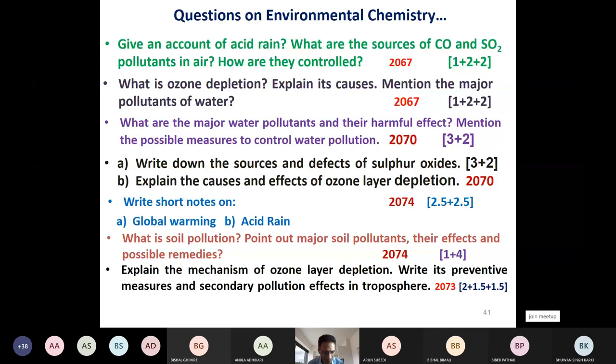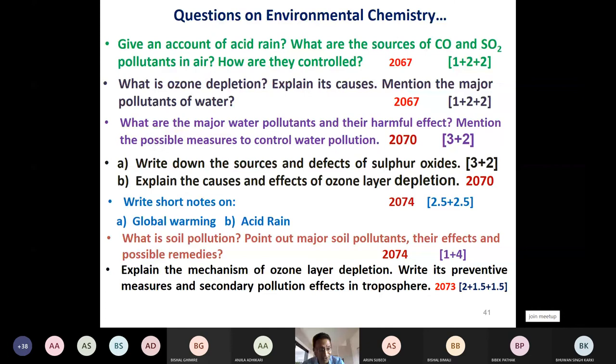don't attempt that answer, the short notes. Acid rain. What is soil pollution? Point out major soil pollutants, their effects, and possible remedies. Explain the mechanism of ozone layer depletion. Write its preventive measures. And secondary pollution effect in the troposphere, and its preventive measures. Then secondary pollution effect in the troposphere.